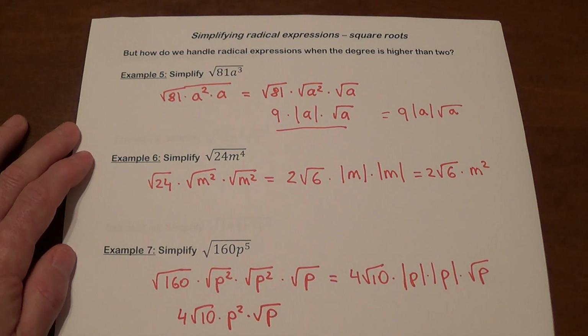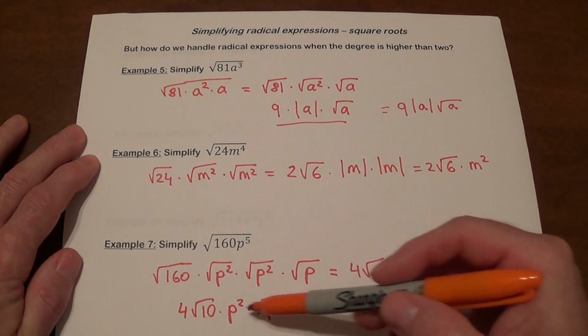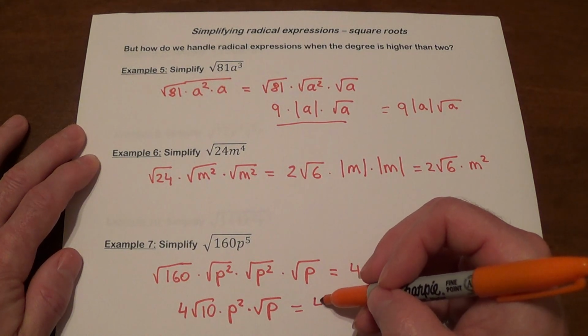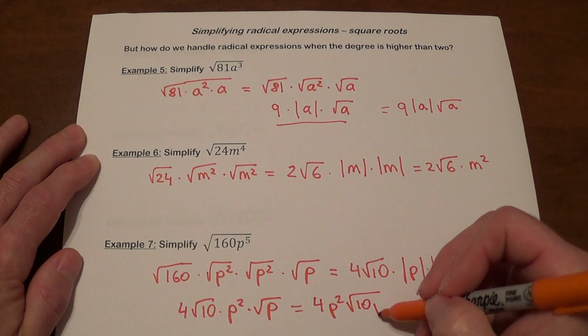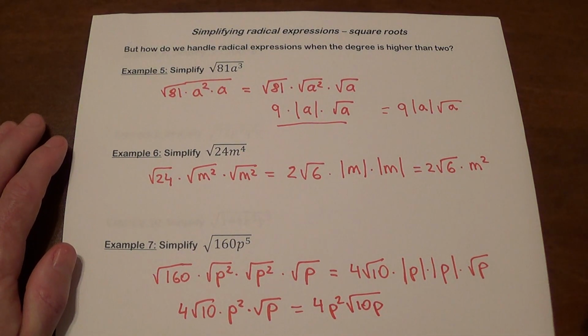But here's one thing that's a little different about this problem. You have two square roots left here, one with 10, one with p. So we're going to have to write 4p squared and combine those two together, 10p. Okay?